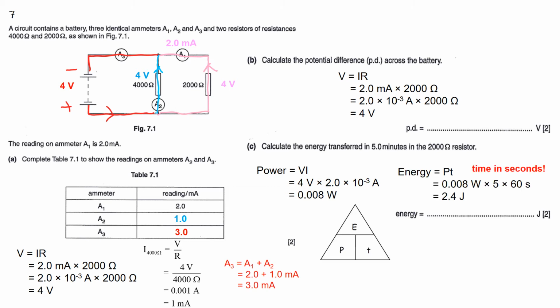That we then use E = PT, energy is power times time. 0.008 watts multiplied by 5 minutes. Remember to change the time to SI unit of seconds, times 60. That will give us 2.4 joules.